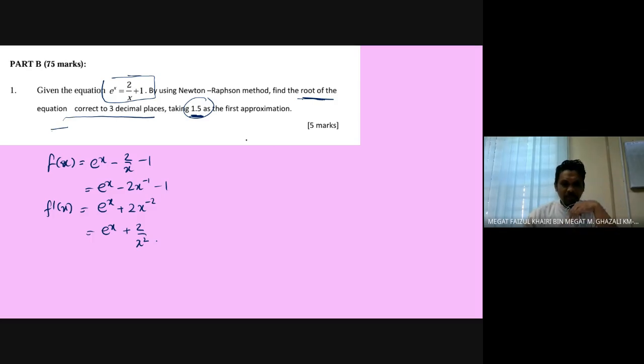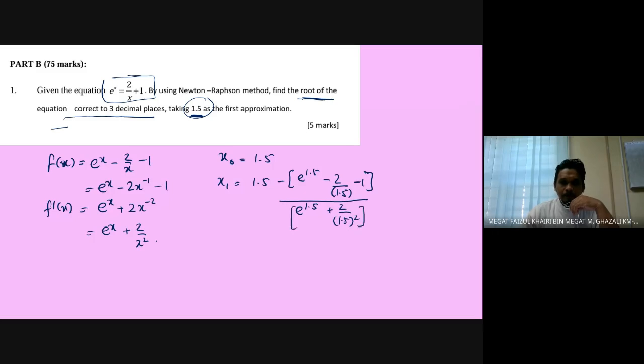Okay, so now the first approximation of x is 1.5. So then x1 equals 1.5 minus f(x), e^1.5 minus 2 divided by 1.5 minus 1, divided by e to the power of 1.5 plus 2 divided by 1.5 squared. Okay, press the calculator and tell me what is the first result of this.